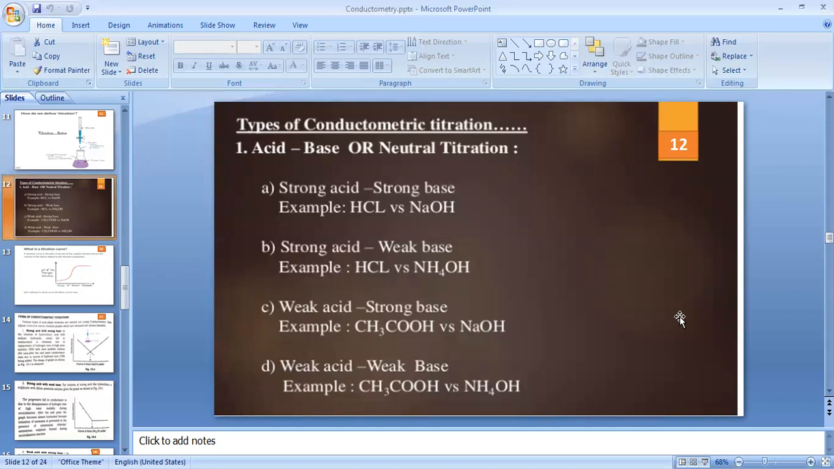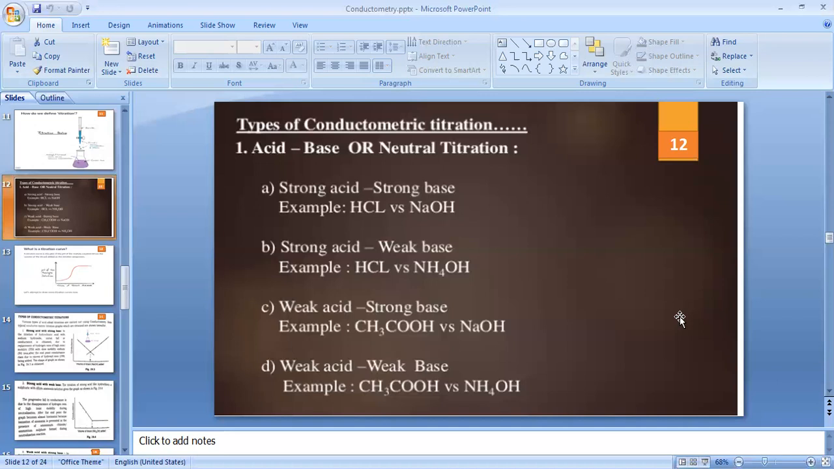Conductometric titration is categorized mainly into 4 classes depending upon the nature of the analyte, whether it is strong or weak in nature. The first class is the titration of strong acid with strong base. The best example is the titration of hydrochloric acid with sodium hydroxide. The second type is the titration of strong acid, say for example hydrochloric acid, with a weak base, that is ammonium hydroxide.